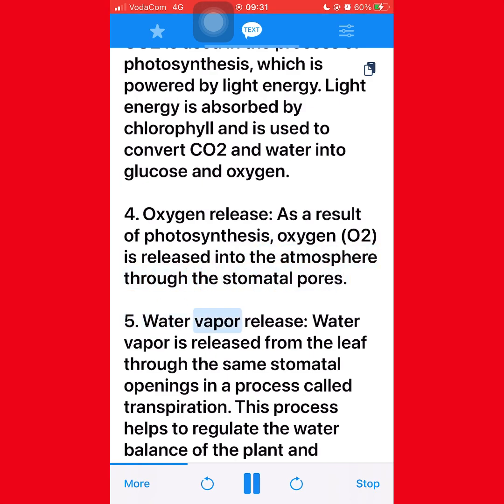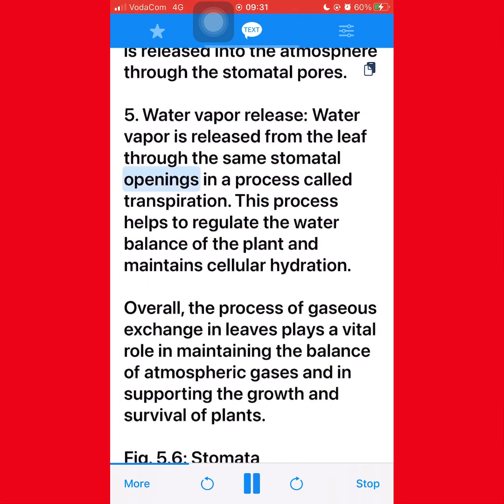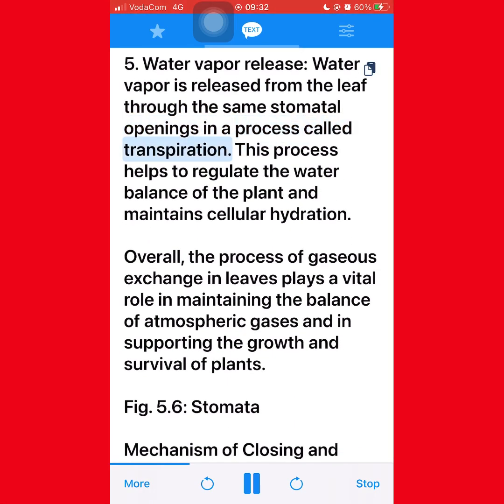5. Water vapor release. Water vapor is released from the leaf through the same stomatal openings in a process called transpiration. This process helps to regulate the water balance of the plant and maintain cellular hydration. Overall, the process of gaseous exchange in leaves plays a vital role in maintaining the balance of atmospheric gases and in supporting the growth and survival of plants.